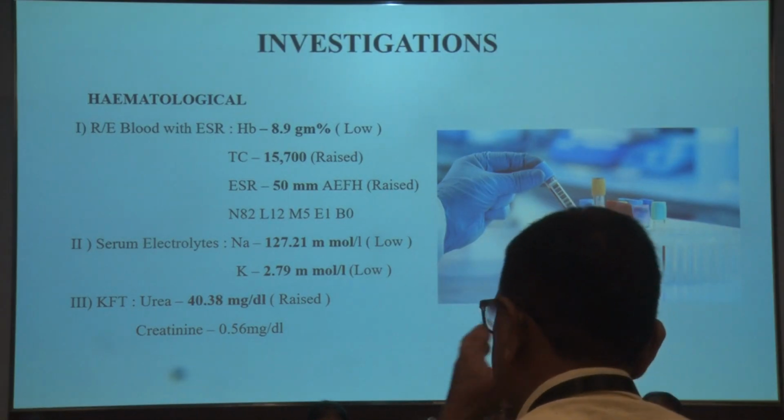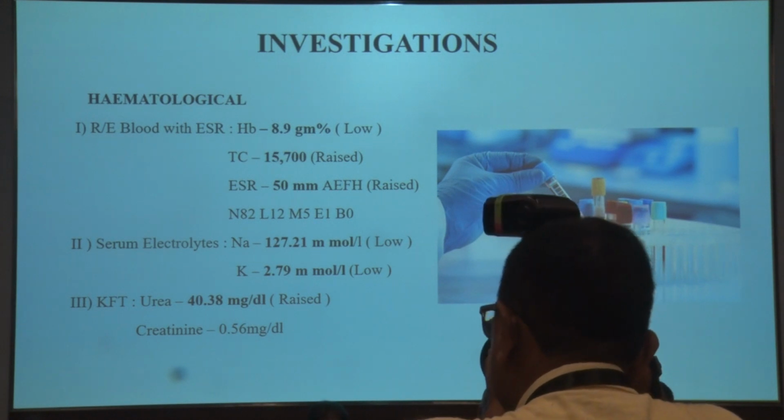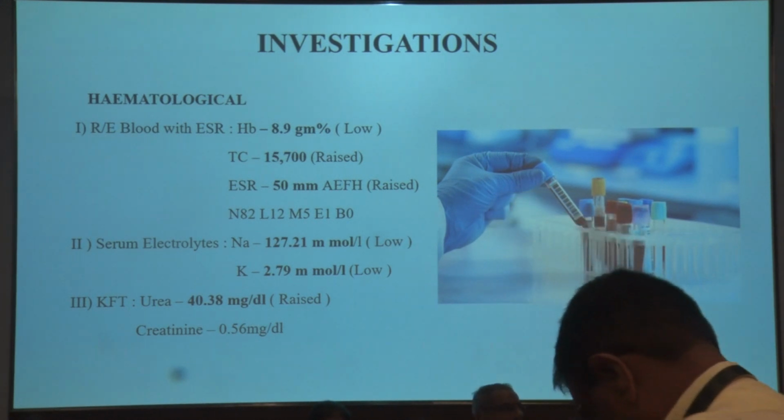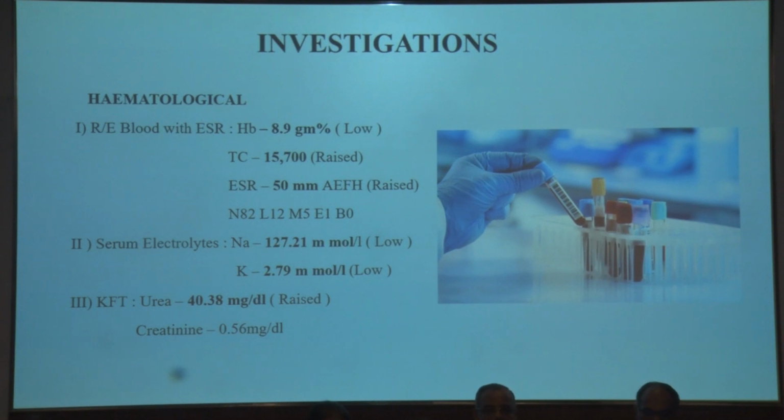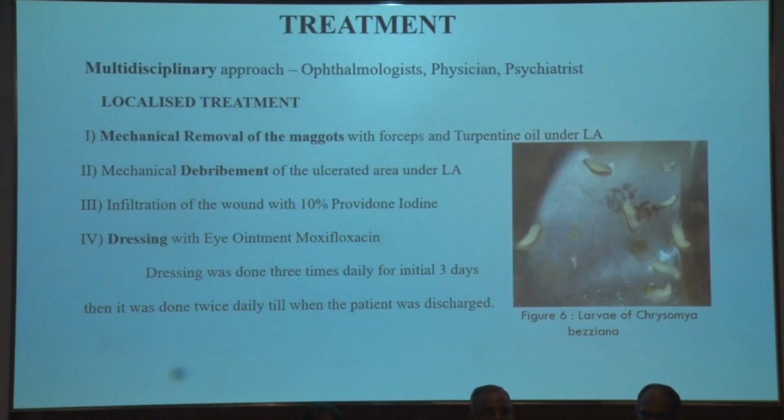Coming to the hematological investigations, routine blood was deranged with low hemoglobin and high total count. ESR was also high. Serum electrolytes were also deranged with low sodium and low potassium. Urea was high and creatinine was within normal limits. Total protein was low, albumin and globulin were low. In microbiological parameters, viral markers were non-reactive, and entomological evaluation revealed that the larvae were of the species Chrysomya bezziana. In radiological investigation, right-sided preseptal swelling can be seen.